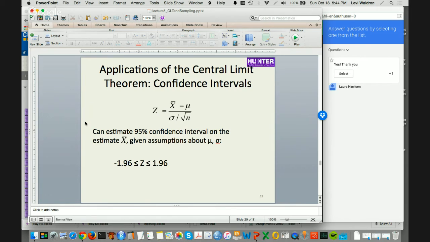We can also use it to construct confidence intervals based again on this quantity, x bar minus mu over the standard error, being z distributed. So in order to construct a confidence interval, we would use this property, remember from the empirical rule, that for a standard normal distribution, 95% of the probability is between minus 1.96 and 1.96.